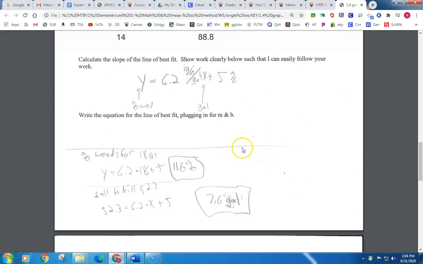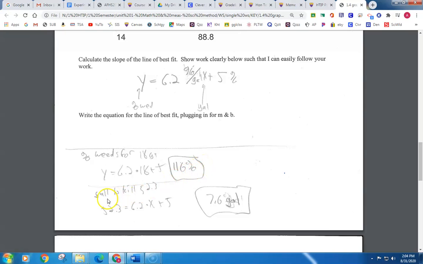Now to solve those equations, the percent weeds for 18 gallons, you would have plugged the 18 in for your x. So your equation is going to look a little different than mine. But you should have had y equals your slope times 18 plus whatever your y-intercept is. And you should have gotten something around 110, 120, somewhere around there. That was for that problem.